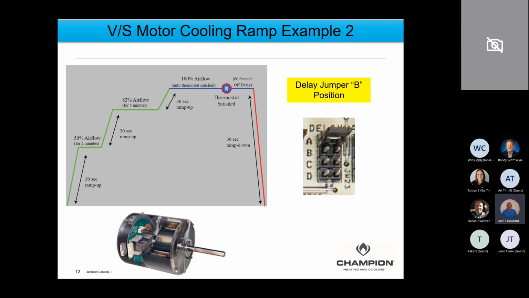So the moral of the story with the variable speed motor, the variable speed ECM type of blower, you have all these wonderful airflow positions and airflow selections that you can make in the field to really help control humidity. And it's quiet operation. It really wrings the moisture out.